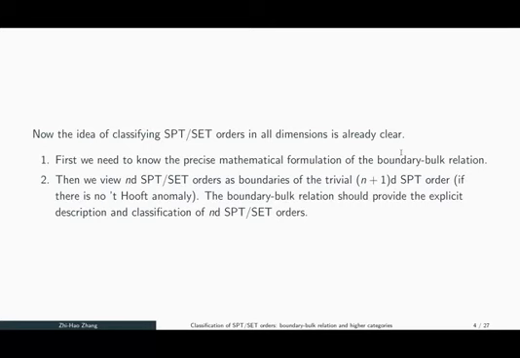Okay, so the idea of the classification of SPT or SET orders in all dimensions is clear. So first we need to know the precise mathematical formulation of the boundary bulk relation. And then we view an ND SPT order or ND SET order as a boundary of the trivial n+1 SPT order, if there's no 't Hooft anomaly, so we can gauge it. But now we try to view them as boundaries of the trivial n+1 SPT order. Then by the boundary bulk relation, there should be an explicit description and classification of ND SPT orders. Okay, this is the main idea.